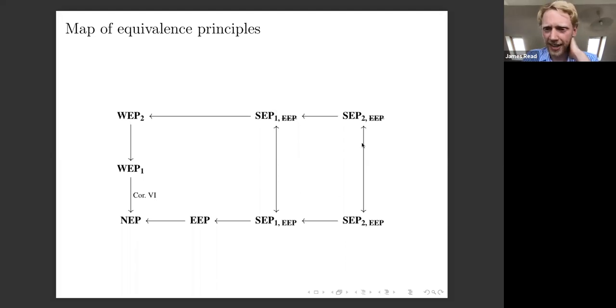I've got these bidirectional arrows here, which relate to geometrization and recovery. I know that SEP1 implies EEP, again, just because it contains a commitment to EEP in its presentation. This one, I guess you can take or leave. So this is the claim that the Einstein equivalence principle implies that gravitational effects are indistinguishable from inertial effects.